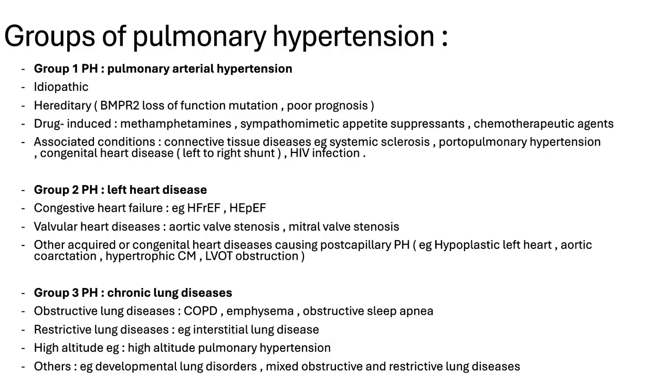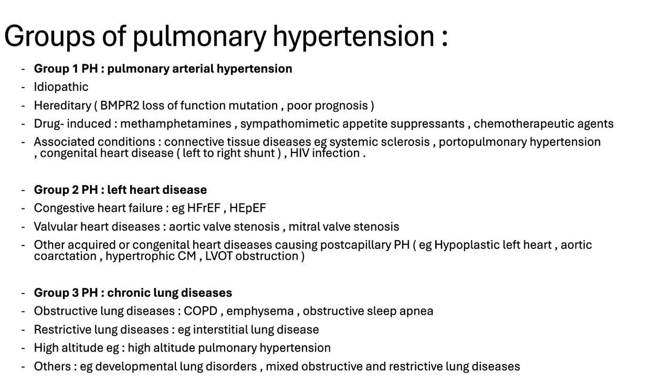Now the groups of pulmonary hypertension. As I said before, it can be divided into five groups. So the first group is called pulmonary arterial hypertension. It can be either idiopathic or hereditary, which has a poor prognosis. It can be drug-induced, for example, by methamphetamines. It can also be associated with other conditions like connective tissue diseases, portopulmonary hypertension, and congenital pathology.